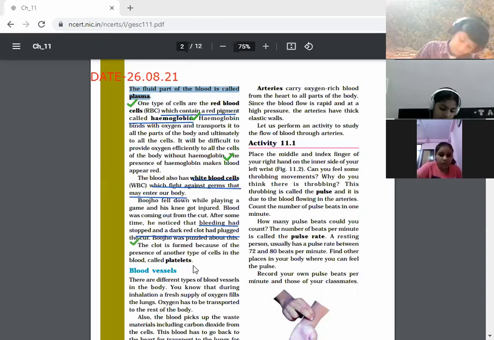So platelets are a type of cell present in our blood, and the function of platelets is that they help in clotting. Okay, so these were the parts of blood. First is RBCs, second WBCs, and third is platelets.